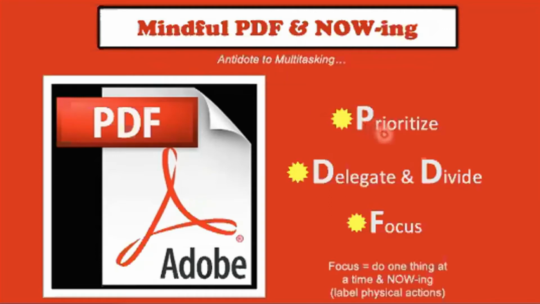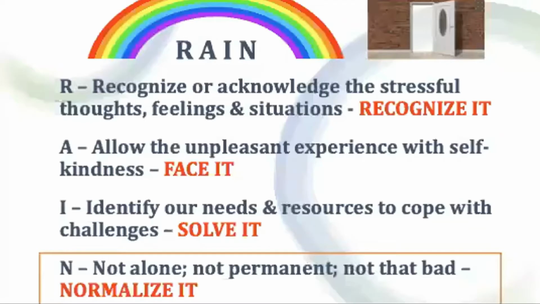So we remind ourselves to prioritize, which is more important, which is less important. Remind ourselves to delegate. If you cannot delegate, at least divide the task. So going for vaccination, there are many steps to prepare. Break the task of vaccination into smaller tasks and do them one by one. Then focus, do one thing at a time. So all these are under I, identify our needs and resources to cope with challenges.